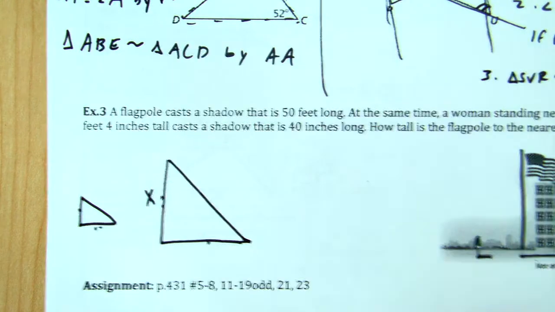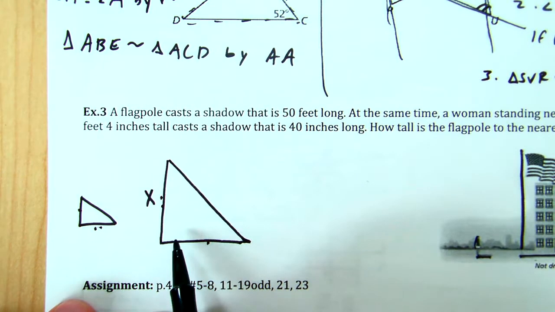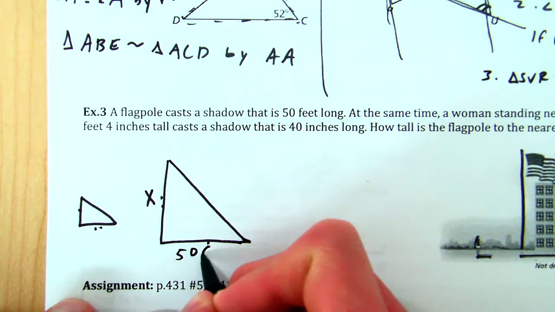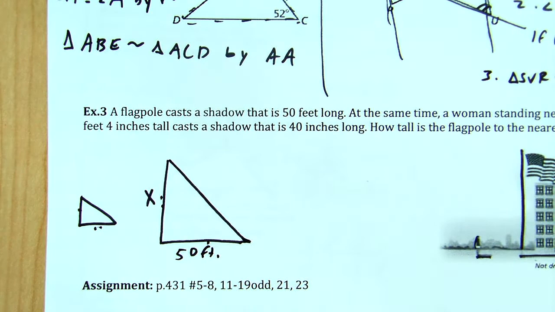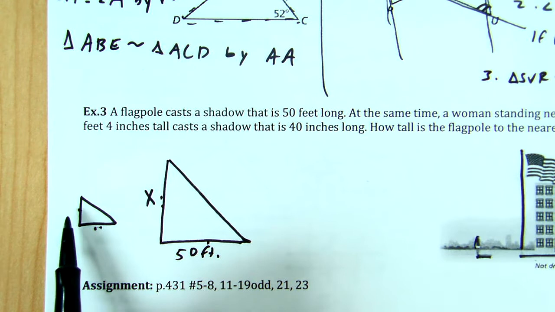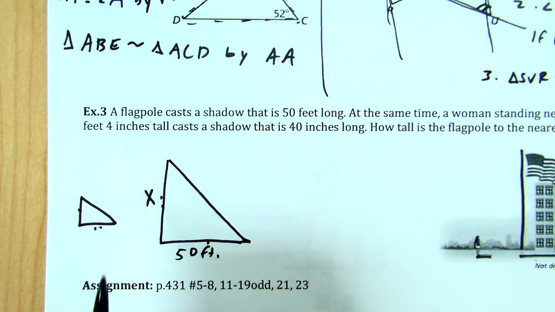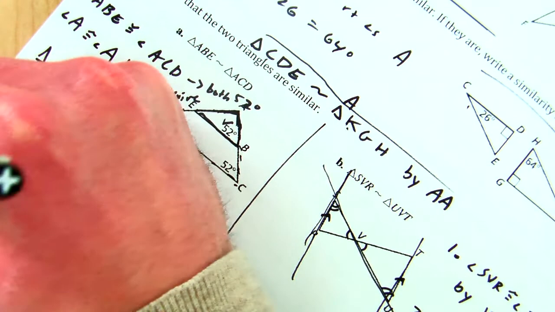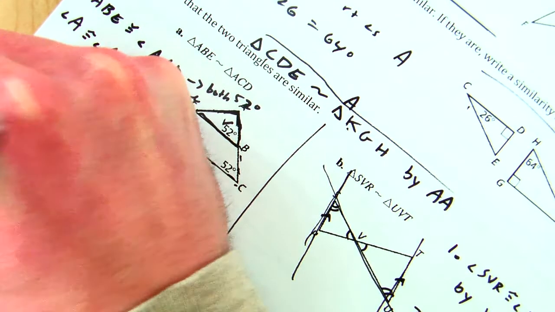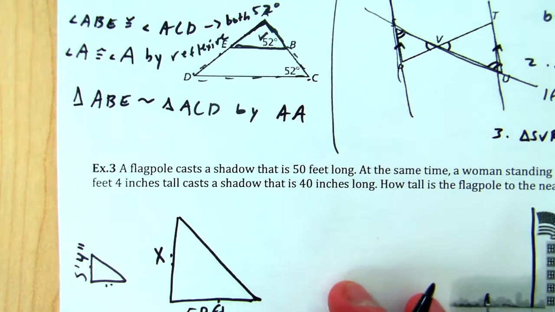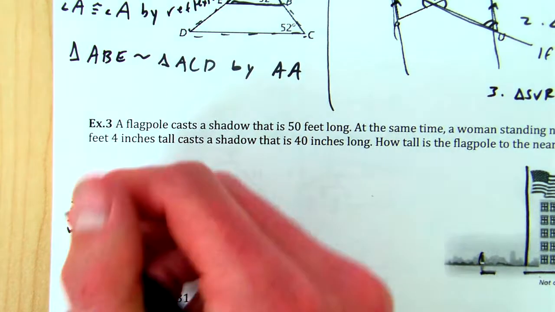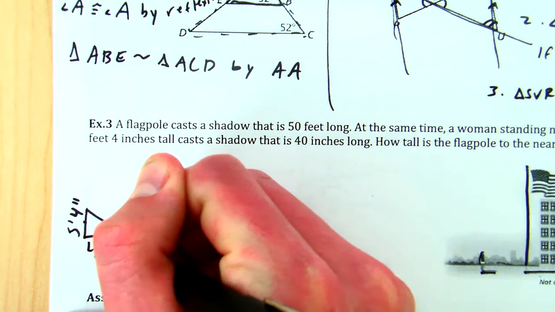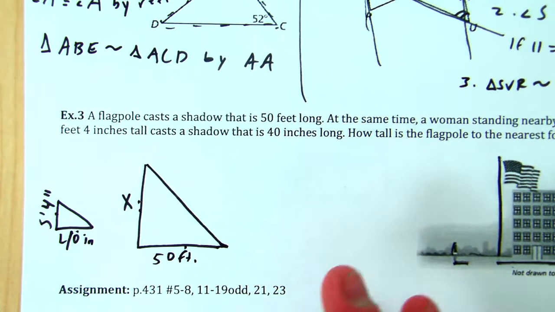What do I know? I do know that the flagpole's shadow is 50 feet. Great. I know the height of the woman. The woman is 5 feet 4 inches tall. And then her shadow is 40 inches long. So we're going to set up a proportion.